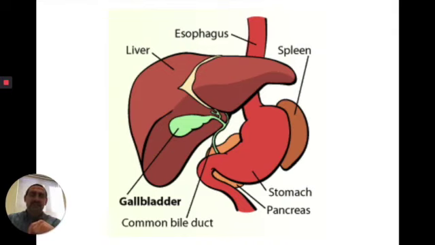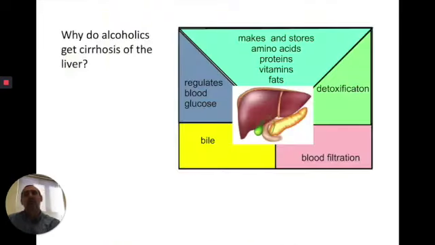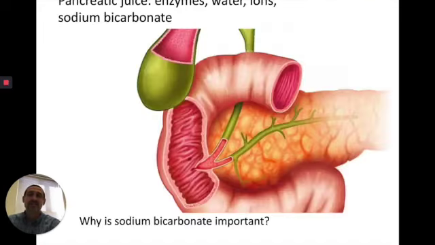Let's look at the accessory organs. The liver is a major accessory organ. It has a lot of work to do, even though food doesn't go through the liver. One of the things the liver does is create bile, which it stores in the gallbladder and which gets injected into the small intestine. It filters our blood, it detoxifies our body, it helps to make amino acids, proteins, and vitamins, and it regulates our blood sugar, so it's got a lot of jobs to do. If we drink alcohol in excess, those toxins from the alcohol begin to kill the liver cells. Those dead liver cells then become scar tissue, and the liver ceases to function in that area.